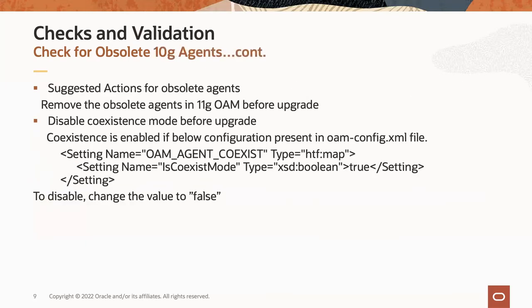What are the suggested actions when it finds the obsolete agents? If you have a 10g agent, OpenSSO, or a 10g SSO agent, you would have to delete these agents before you begin the upgrade. And if you have coexistence enabled, you have to disable it. The parameter is in the OAM config file, and the setting name is CoexistMode. If you have set it to true, you have to set it to false.